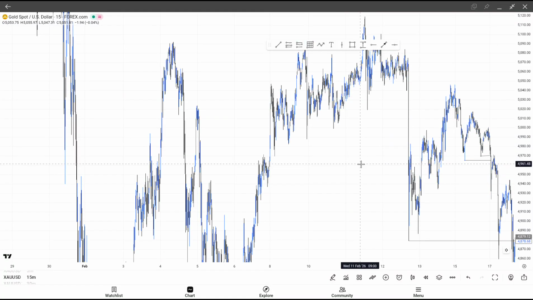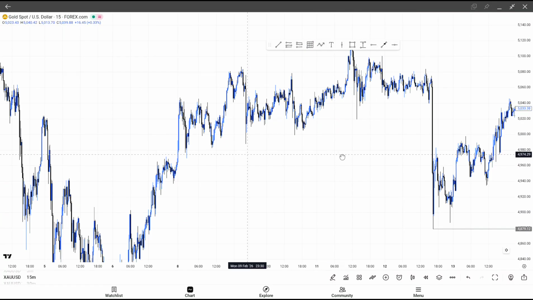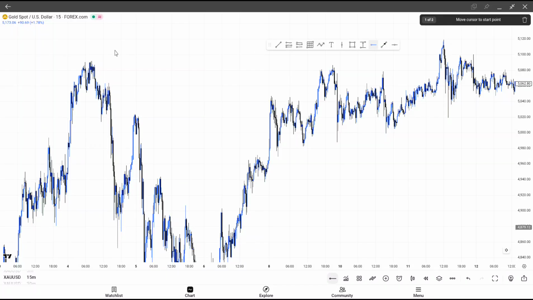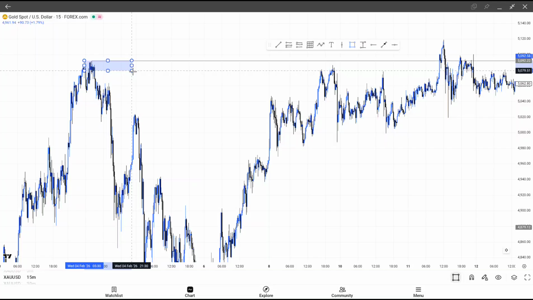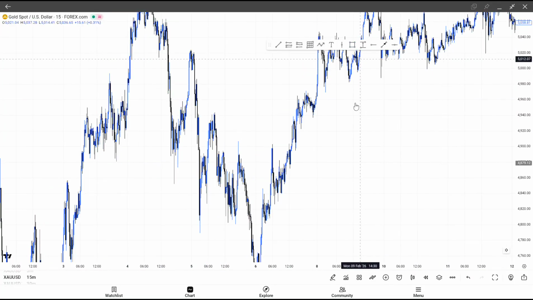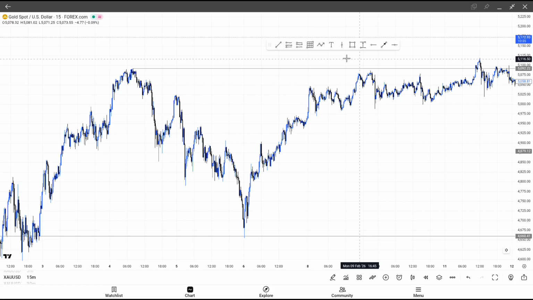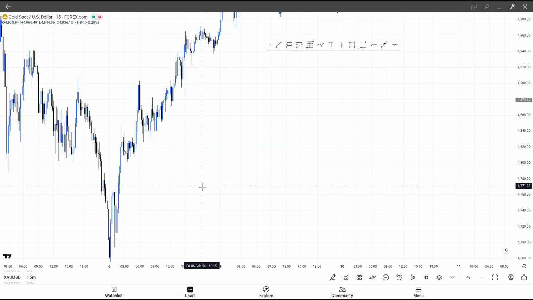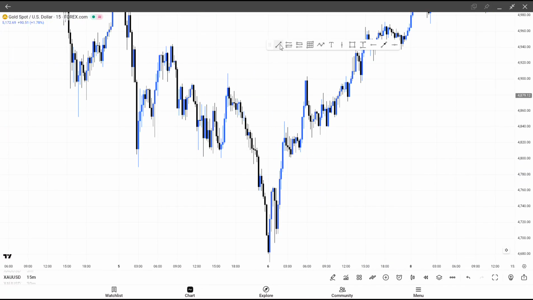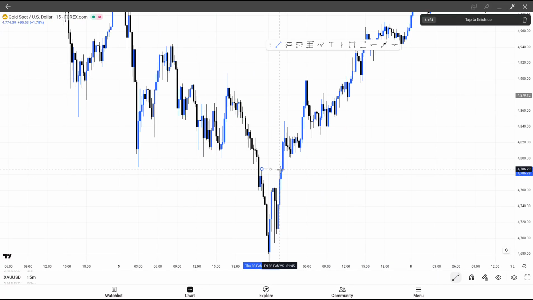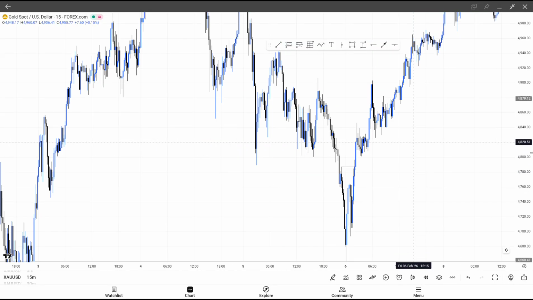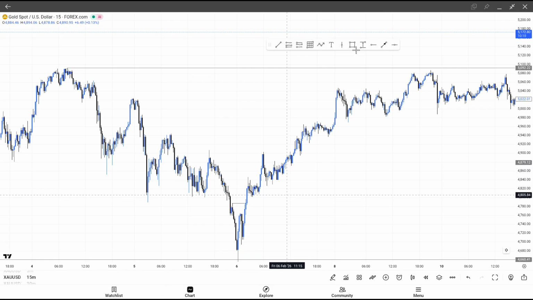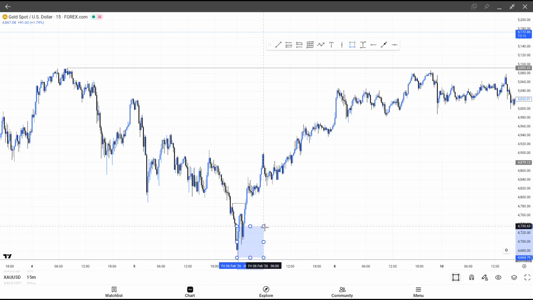Same point to the uptrend market. If the market is bullish and we are looking to take this higher high, it means that after we take a market structure shift around this place, this is a market structure shift.